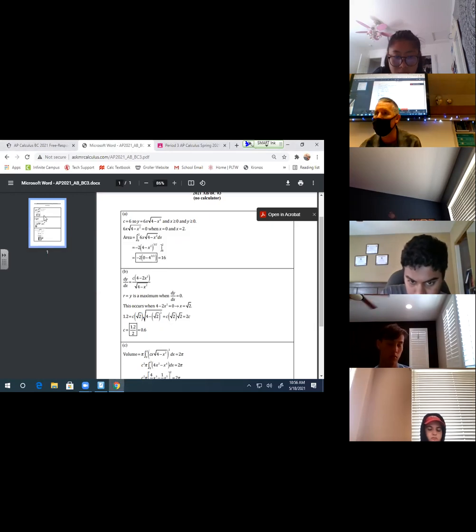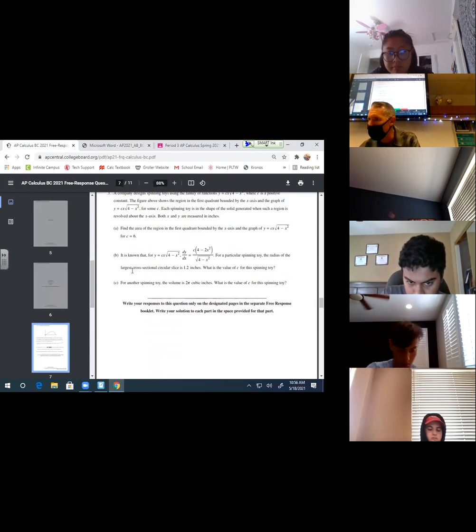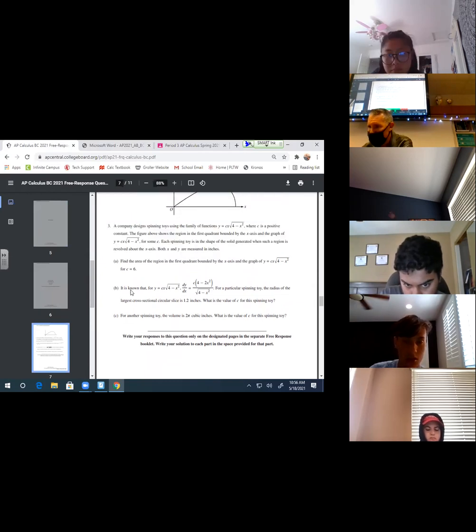Oops, let me go back here. Part C. It says, for another spinning toy, the volume is 2 pi cubic inches. What's the value of C for this spinning toy? So how would you do that?